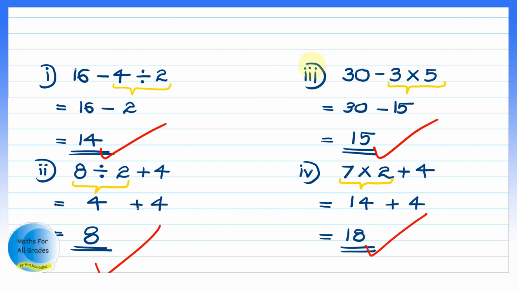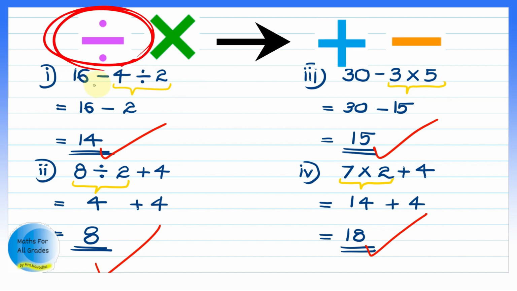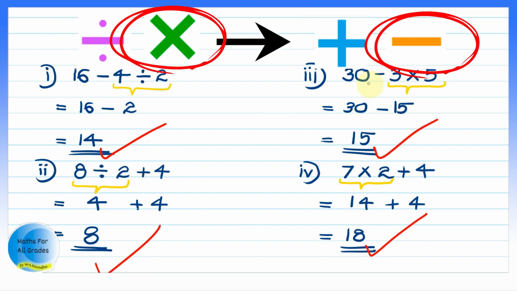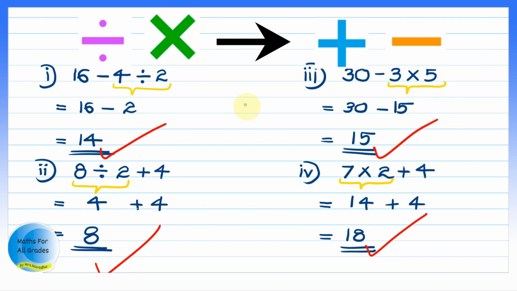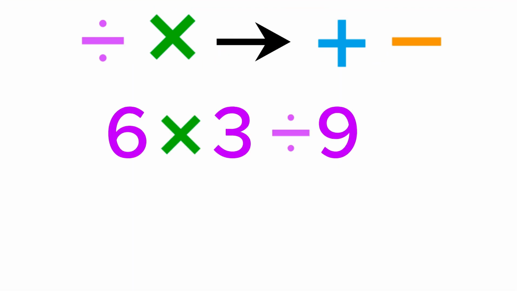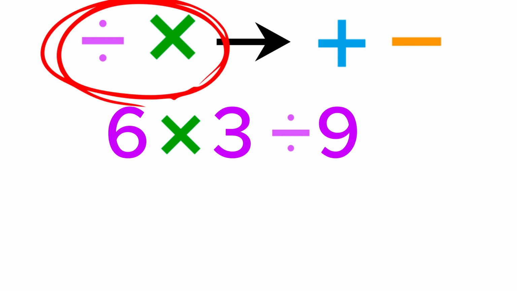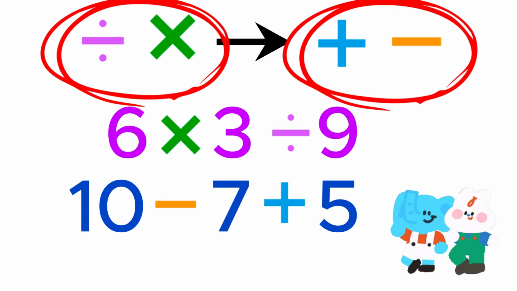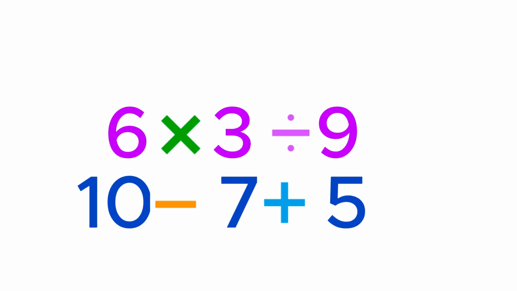Okay, so far what we did here is we identified which mathematical operation we should do first between division and subtraction, division and addition, multiplication and subtraction, multiplication and addition. But what if you got a question like this? A question with division and multiplication or addition and subtraction. You know, they are like buddies. Division and multiplication are like buddies. Addition and subtraction are like buddies. So what are you going to do then?